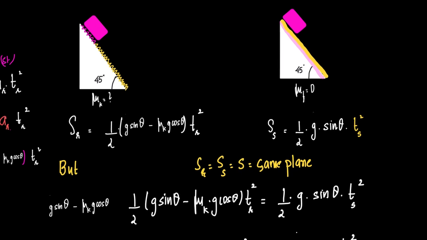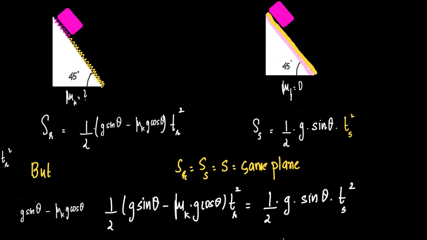I'll write it one more time for better clarity here. So mu k is unknown in the second case, because it is rough, and in this case it is smooth. Now in both the cases, the block is the same, the inclined plane is the same, which means this distance d is the same. This inclined distance d is the same. Therefore, we can say that s_R, displacement along the rough, should be equal to displacement along the smooth, should be equal to d, or both of them can be equated, right? And we just found out these two equations, displacement time relationship.